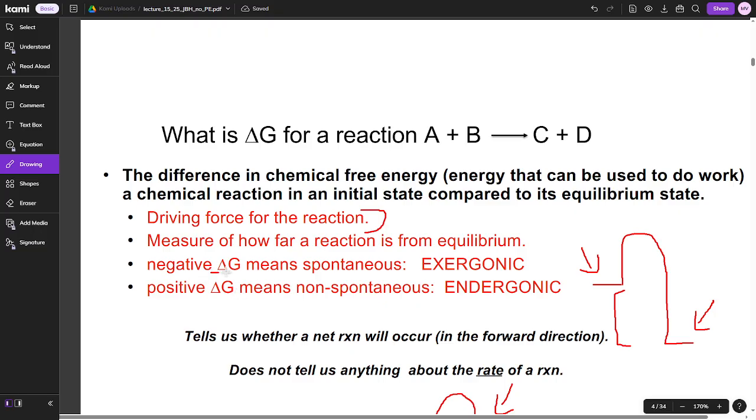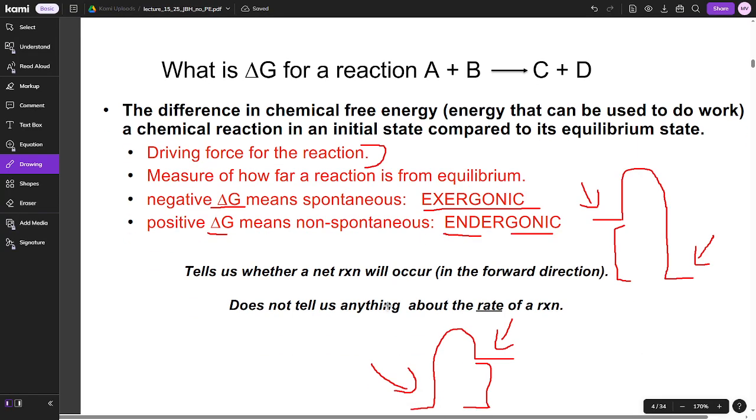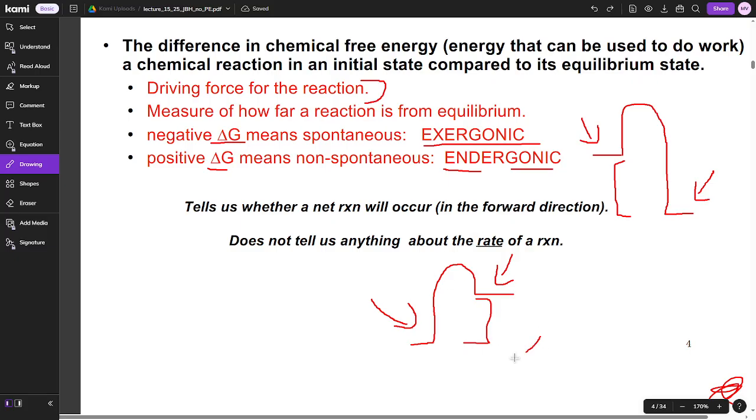Basically, a negative value means spontaneous, so exergonic: exo meaning external or release, and gonic meaning energy related. Positive is endergonic: endo meaning within, and gonic meaning energy. So external energy means release of energy, versus internal energy, absorbing energy. It tells us whether the reaction occurs in the forward direction, like this reaction here, or in the reverse direction, like this reaction here. It does not tell us anything about the rate.